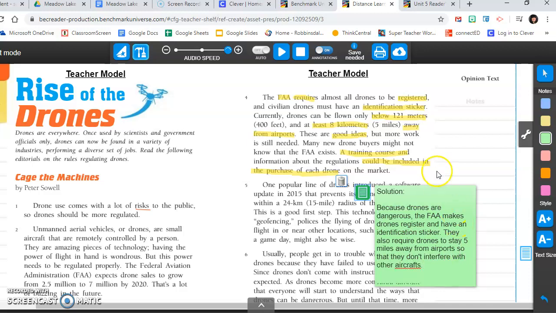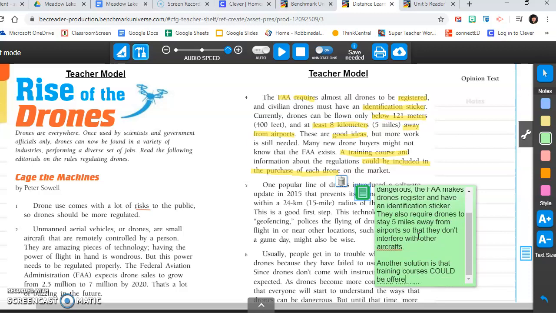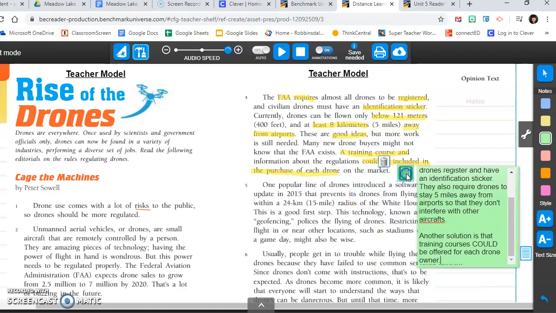But remember, I also said they had a possible solution at the bottom, something that they could maybe do to even increase the solving of the problem with drones. So I'll add to my note and say another solution is that training courses could be offered for each drone owner. Now, I emphasize the word could. I put that in all capital letters to show that this isn't happening yet, but it's something that could help. So, those are my problem and solution markings, reading this text and annotating those details.